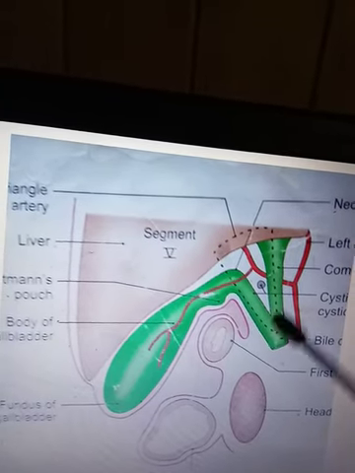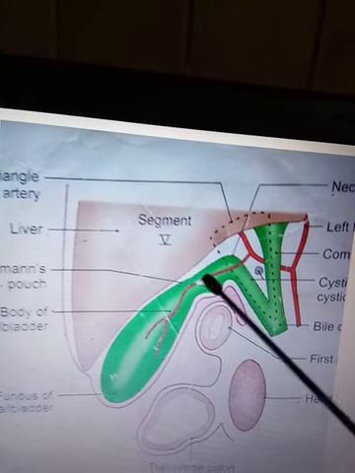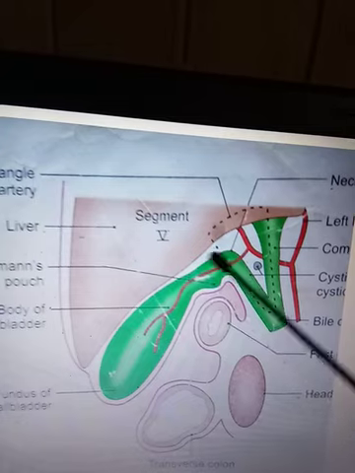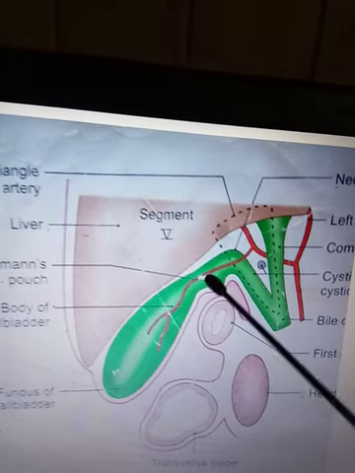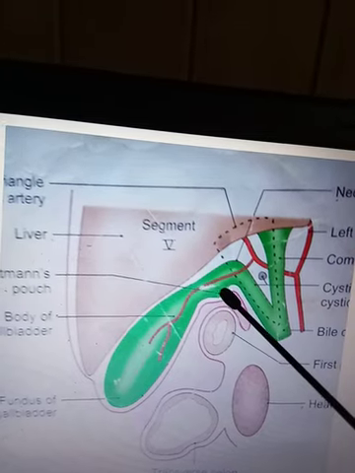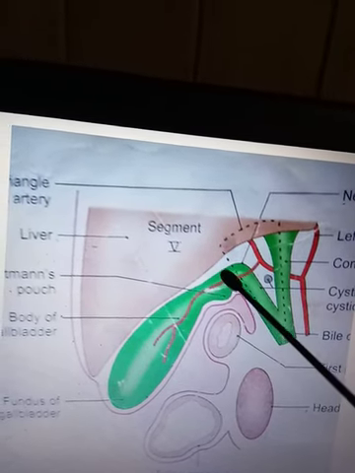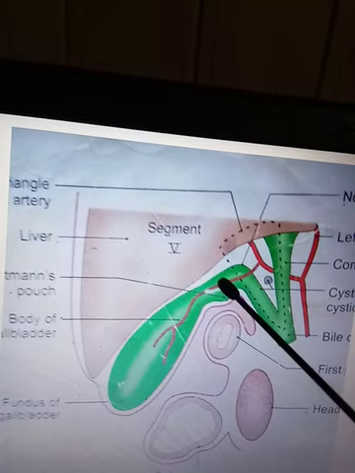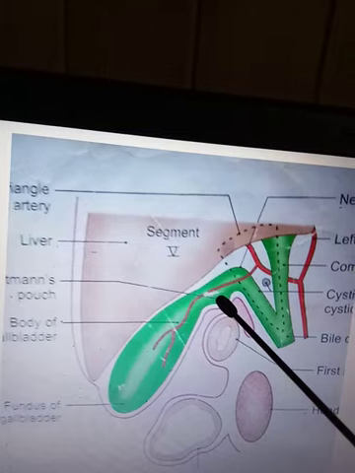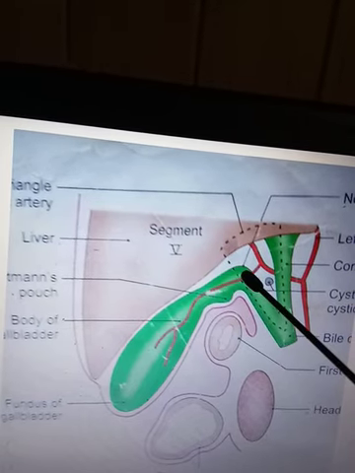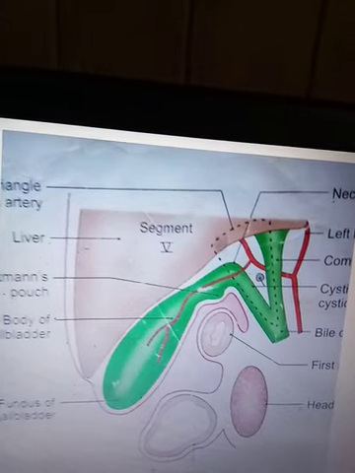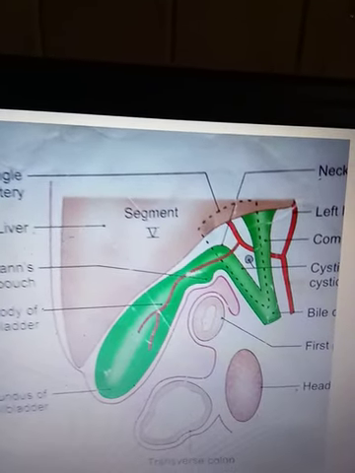After that comes your neck. This narrowed down portion is your neck. Posteromedially in the neck you have this pouch. This is called the Hartmann's pouch. In this Hartmann's pouch you can have stone impaction. Then this neck is continuous with the cystic duct, but between these two you have a constriction.